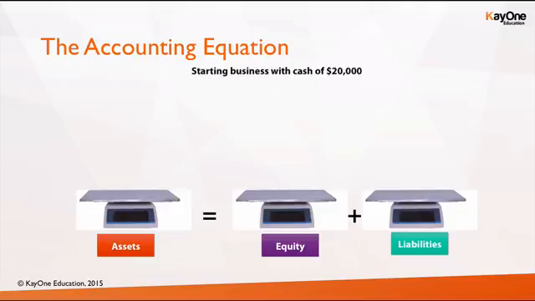Let's assume that you start your business with cash of $20,000. So there are two things that are happening. On one hand, from the accounting entity principle, the business is getting cash worth $20,000. So on the asset side, cash increases by $20,000. At the same time, the owners of the business have put in capital into the business. So the equity goes up by $20,000. So look at the accounting equation now. We have $20,000 on the left hand side and $20,000 on the right hand side. Therefore, the accounting equation is in balance.